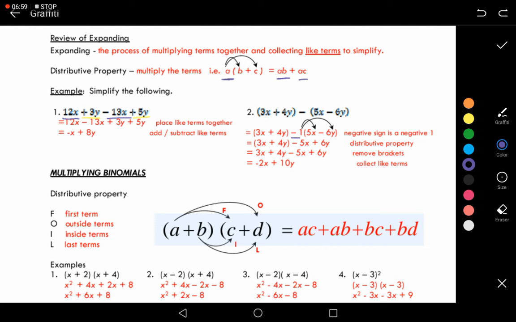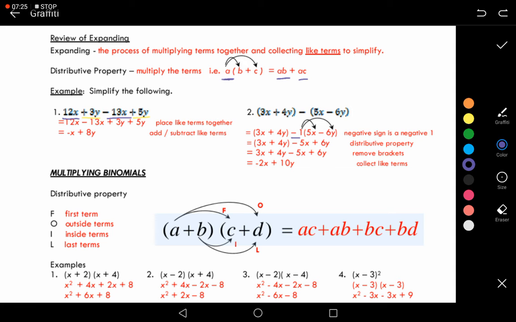Okay, so you're taking whatever's out front and you're multiplying it by each thing in the bracket. So here we have negative 1 times 5x. Okay, so we're just dealing with the coefficient. So negative 1 times 5 is negative 5, and you carry the x. Okay, negative 1 times negative 6 is positive 6, and you carry the y. Okay, so we've done the distributive property. Now we need to remove our brackets.